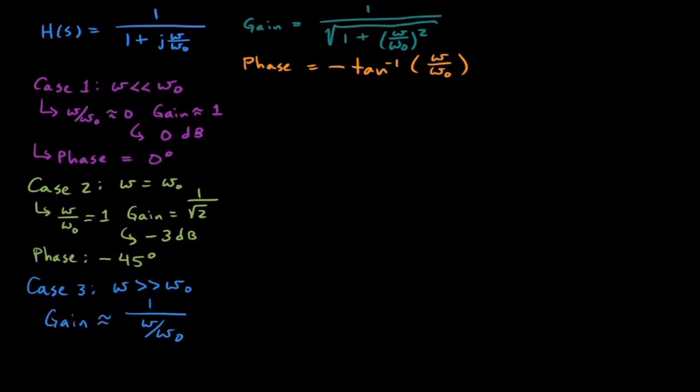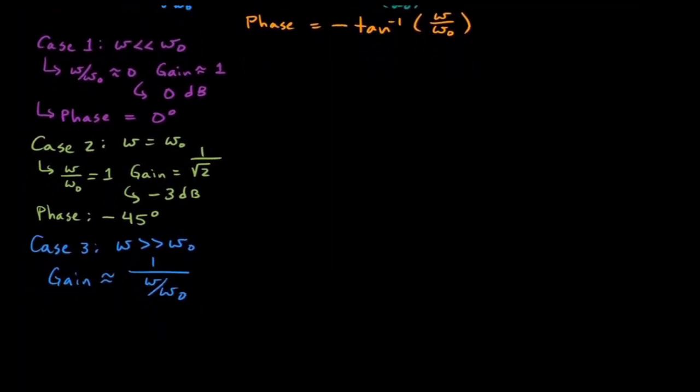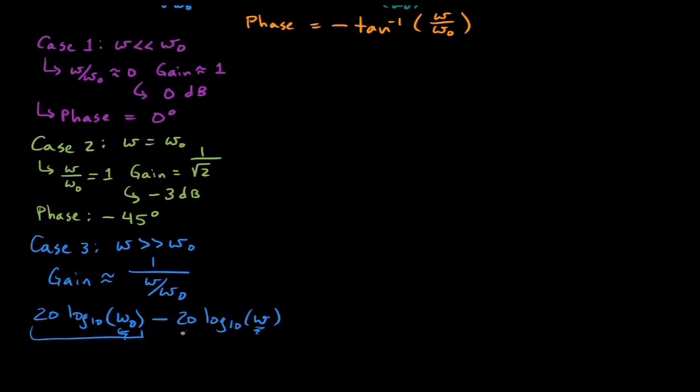So if we compute that gain in dB, it's going to look like 20 times the log base 10 of omega naught minus 20 times the log base 10 of omega. Okay, so this is a fixed value, and this is the value that's changing with frequency. And so we'll see this whole thing is going to be a fixed value. That's just going to move the curve up slightly, but the curve is going to decrease at negative 20 decibels per decade in frequency.